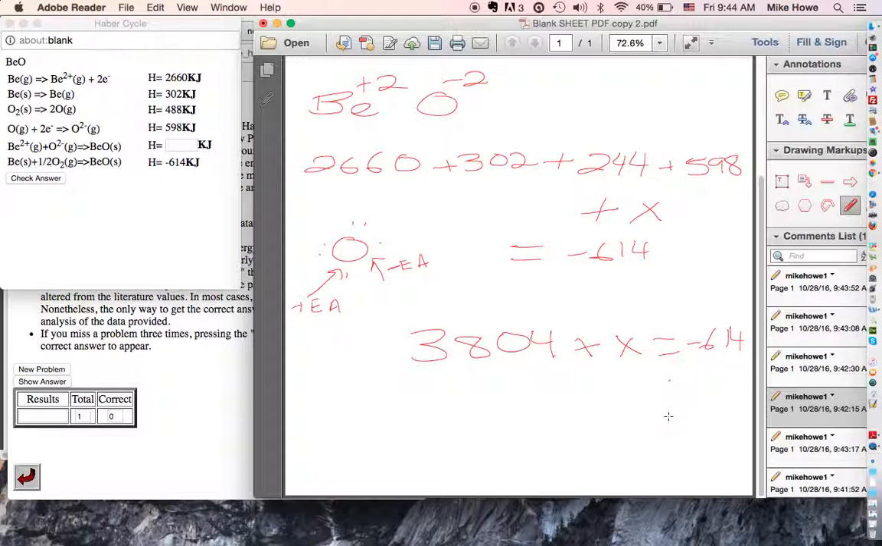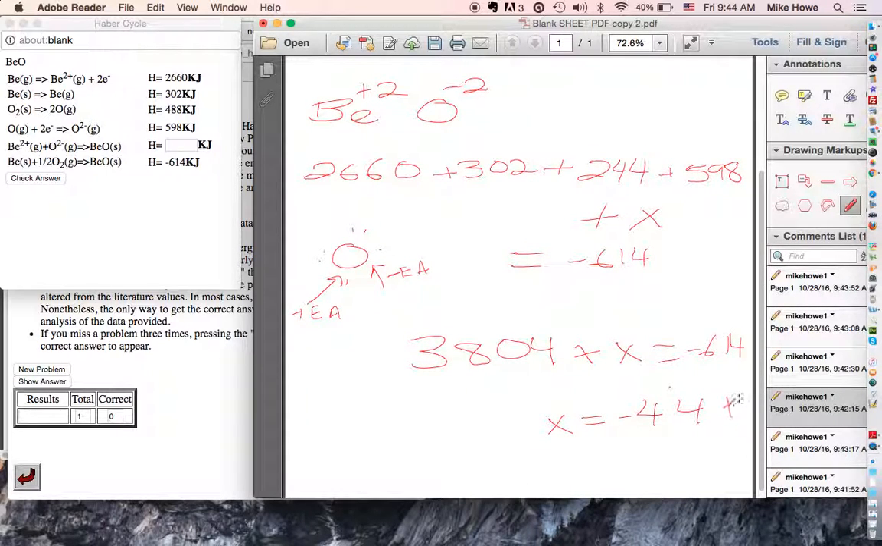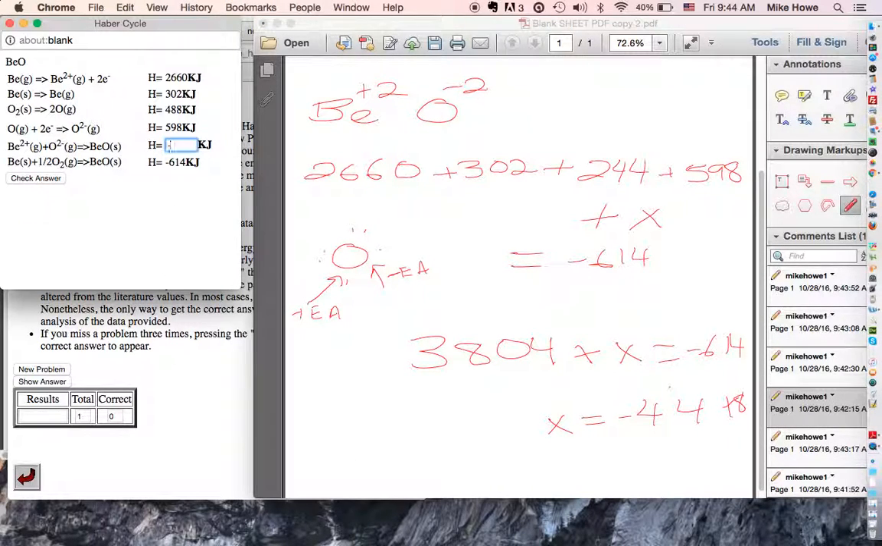To solve for x, we subtract 3804 from both sides. And I get x equals -4,418. So over here, I put in -4418. I hit check answer, and you notice how down at the bottom it says that there is now 1 correct. Okay, so we're going to do another problem.